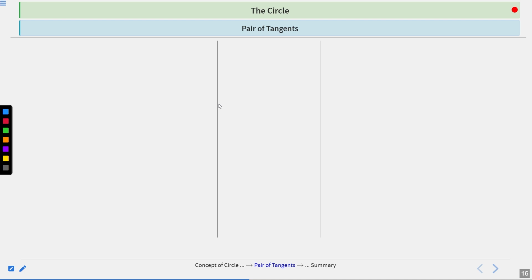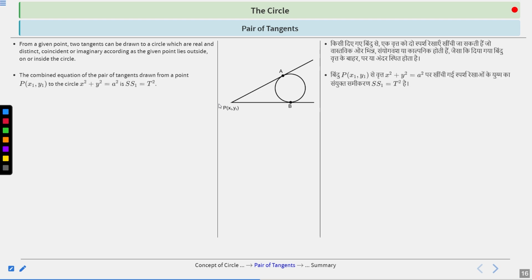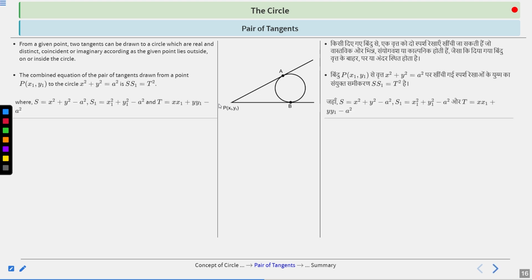Now let us see the pair of tangents. From a given point, two tangents can be drawn to a circle which are real and distinct, coincident or imaginary according as the given point lies outside, on, or inside the circle, right? The combined equation of the pair of tangents drawn from a point P(x1, y1) to the circle x square plus y square is equal to a square is SS1 is equal to T square, right? Where S is equal to x square plus y square minus a square, and S1 is equal to x1 square plus y1 square minus a square, and T is equal to x x1 plus y y1 minus a square. Clear?